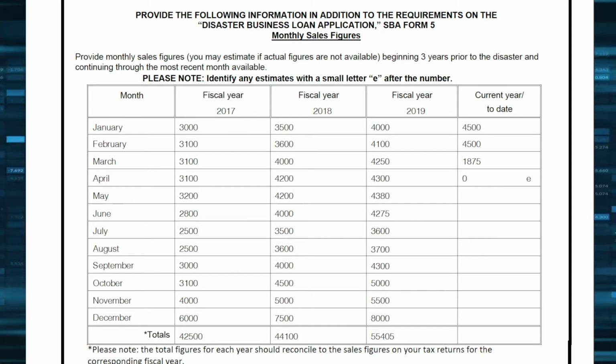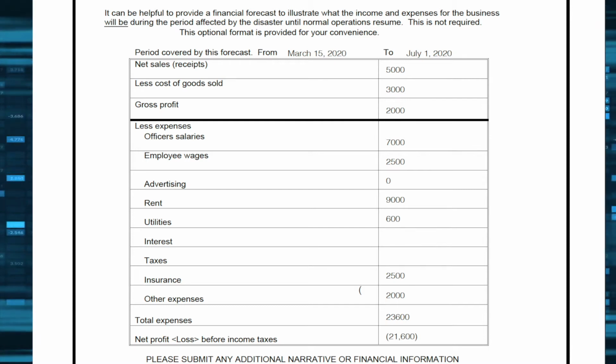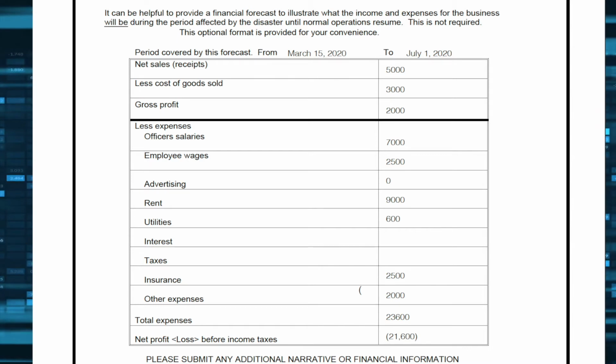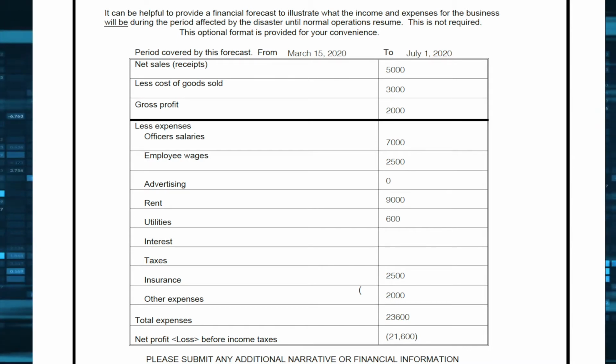The second page shows the anticipated losses between now and July. The second page also contains an explanation that businesses intend to pay certain obligations during the crisis, including some salaries, rent, and insurance that justify the anticipated losses.